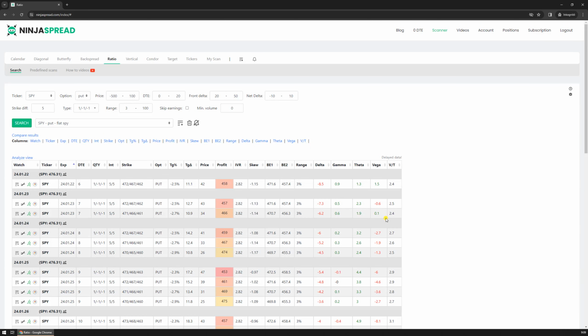And here you can see a different type of ratio. And in quantity, you see that the first leg is a long put, the second is a short put, and the third is also a short put. And the interval between the legs is 5 and 5 because it was set in here. So for example, this is a strike combination of here, you can see.